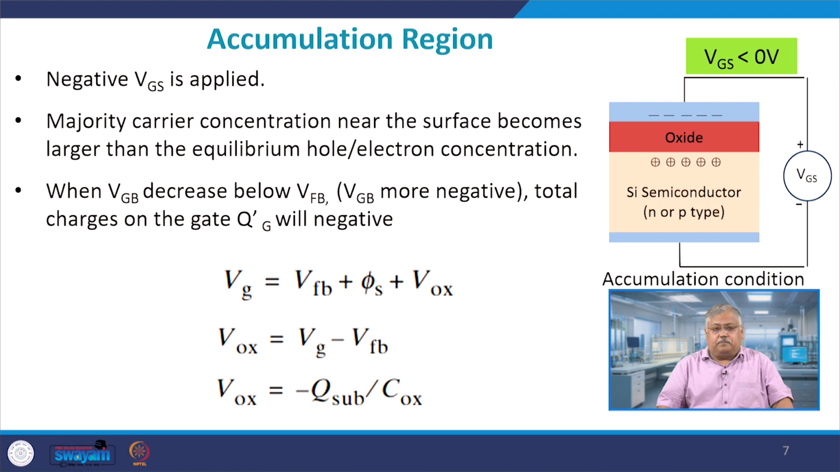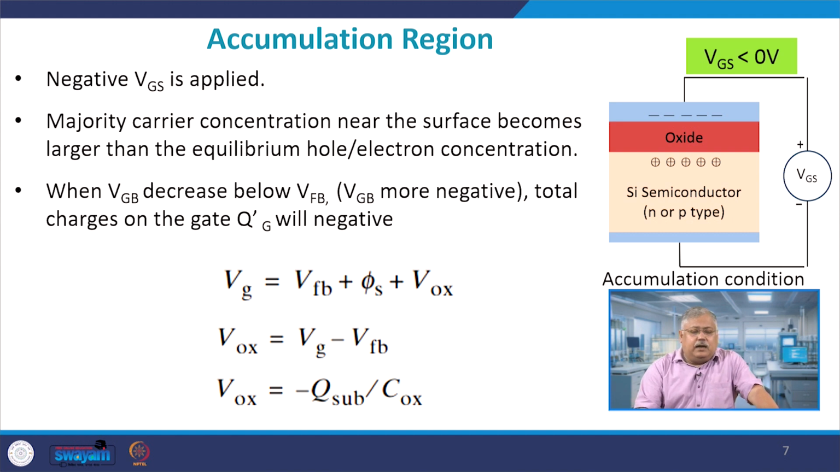Now, let us come to the first part of it, and that is known as the accumulation region. What is the accumulation region? It is when you apply a gate to bulk negative potential. When you apply a negative potential, then the majority carrier concentration near the surface, which surface? The silicon dioxide surface, becomes larger than the equilibrium electron and hole concentration. I will give an example. Let us suppose at T equals 300 Kelvin, and with no bias, because of thermally generated charge carriers, you will have some electron hole pairs generated, right. Let us assume those to be thermally generated electron and hole pairs.